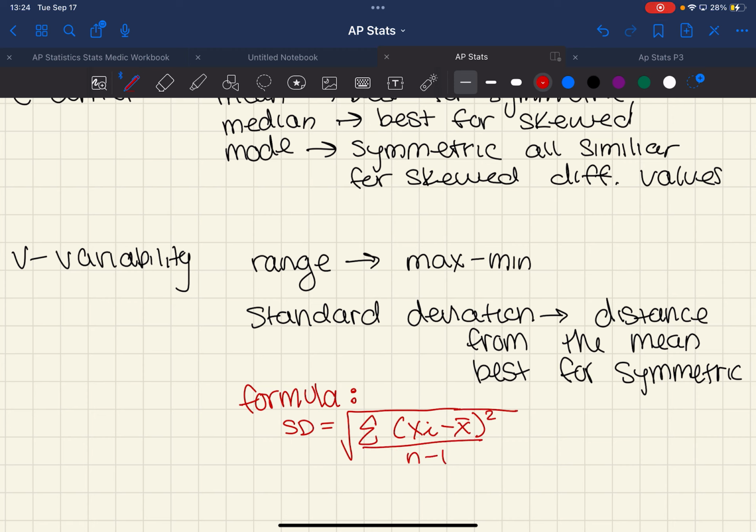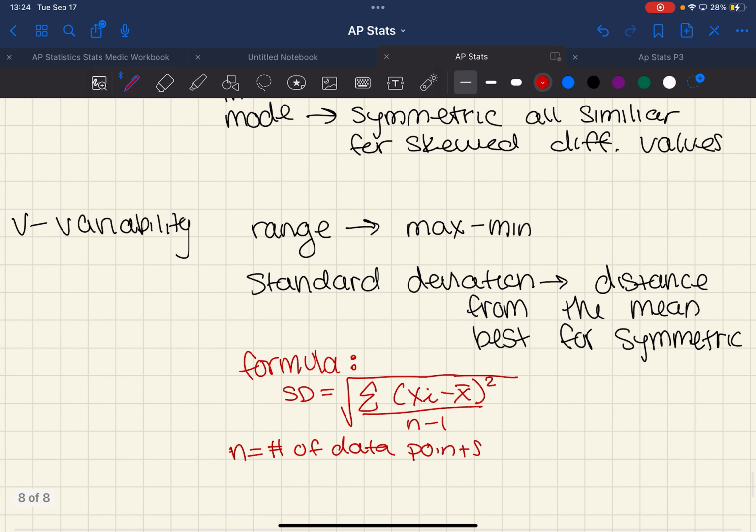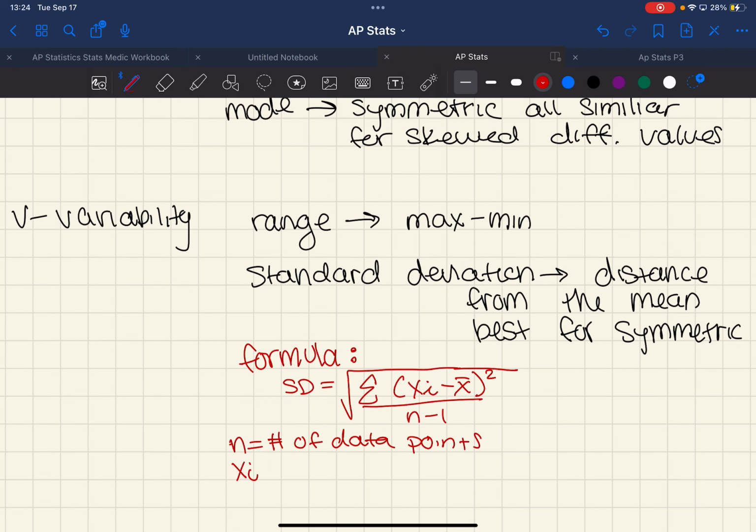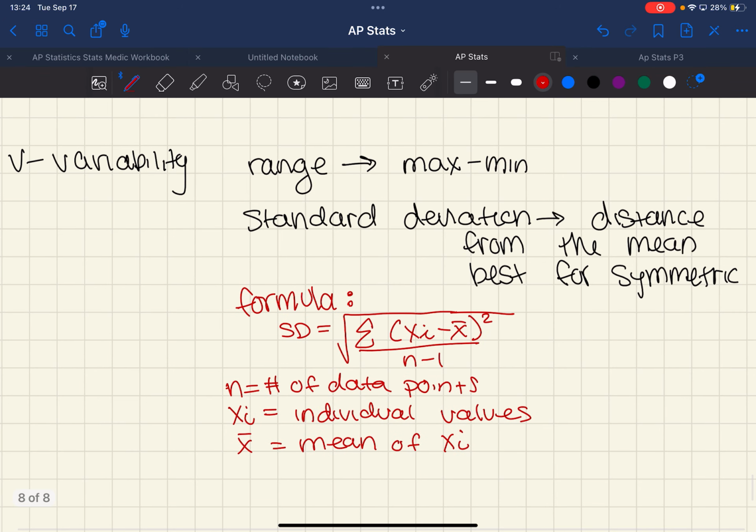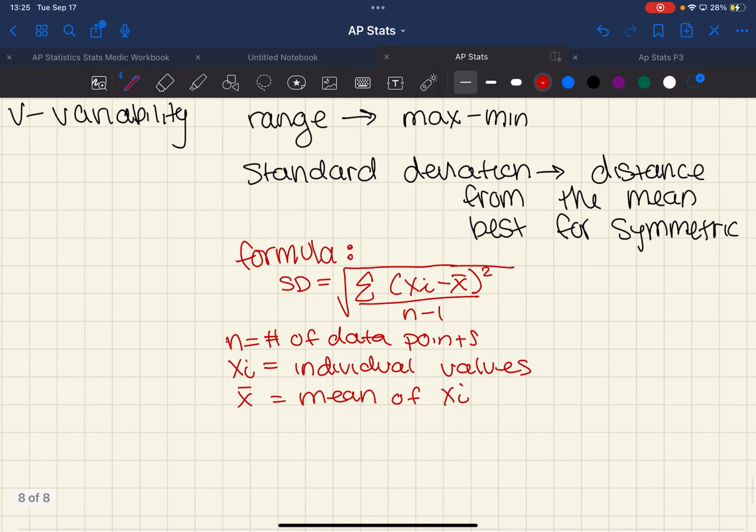Okay, so n is the number of data points. Xi is the individual values, and x bar is the mean of xi. So if we were to take all the xi's and find the average of it.